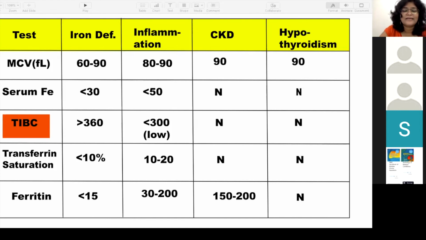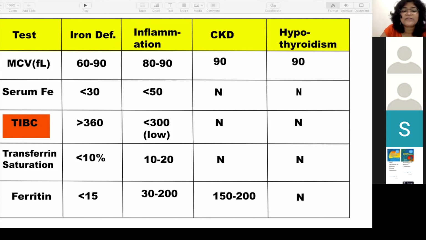So TIBC is elevated in iron deficiency anemia, and it's low in anemia of chronic disease and inflammatory conditions. And that is actually one of the main distinguishing features between iron deficiency and anemia of chronic disease. Transferrin saturation is iron divided by TIBC. And this is low in iron deficiency anemia. The transferrin saturation will be low even in anemia of chronic disease.